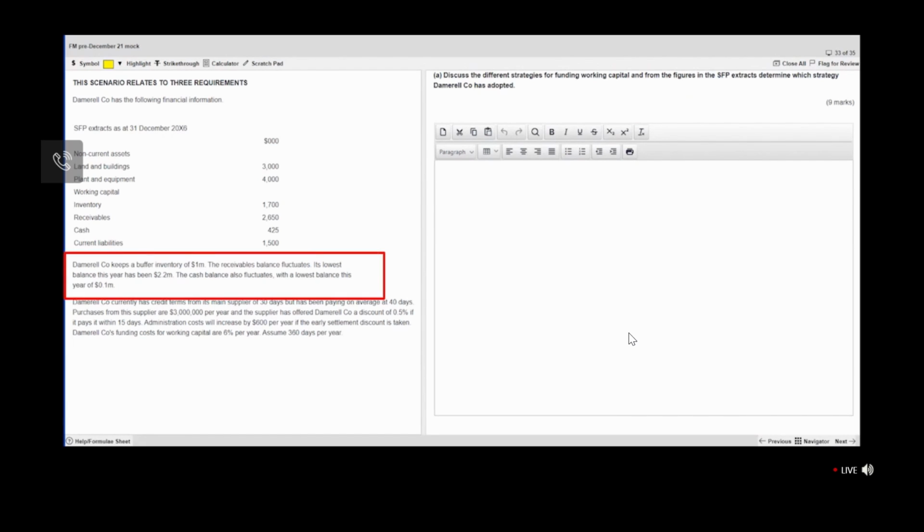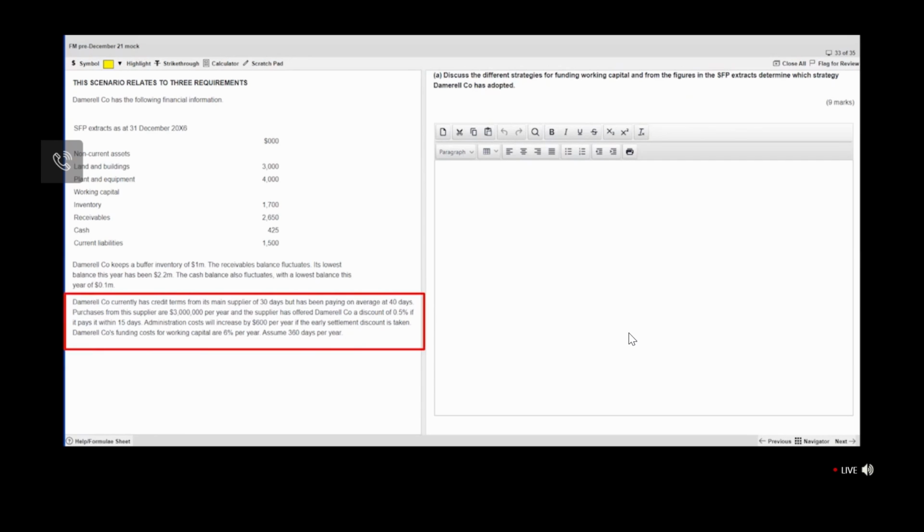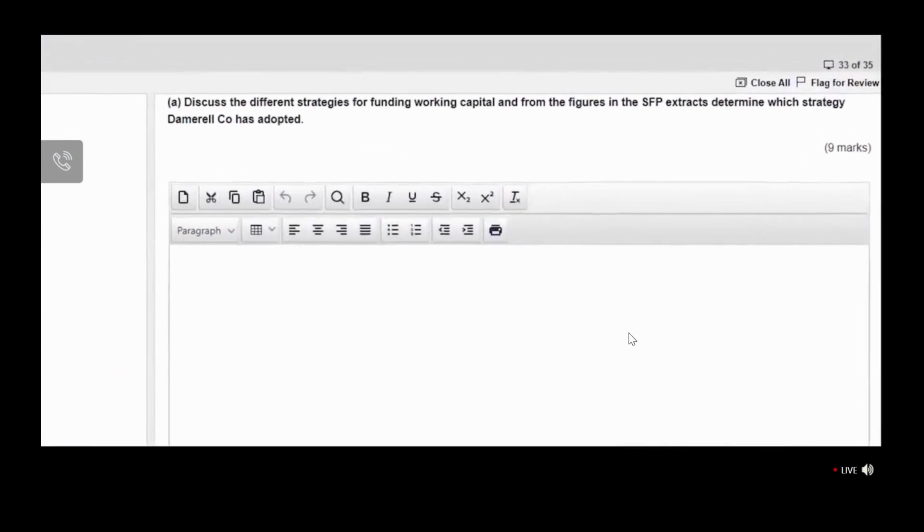The first one is telling us all about the current assets and how much we have as buffer inventory, how much the receivable balance fluctuates with its lowest, and the cash balance fluctuates with its lowest. This is telling us these are permanent current assets. The second note is telling us all about a supplier discount offer. Let's now have a look at the first requirement.